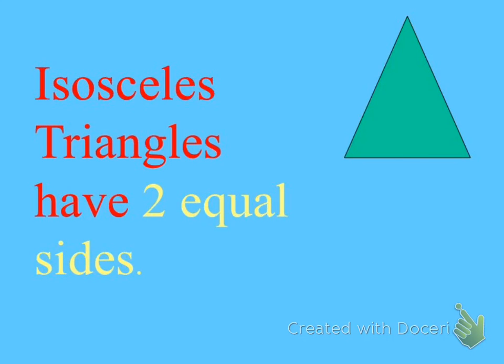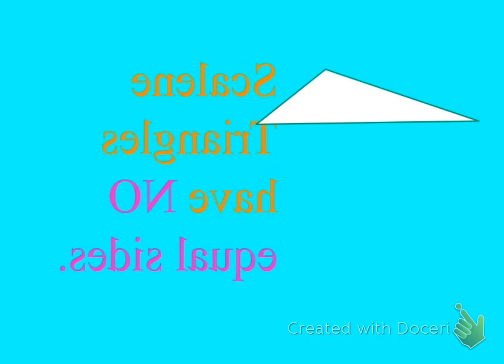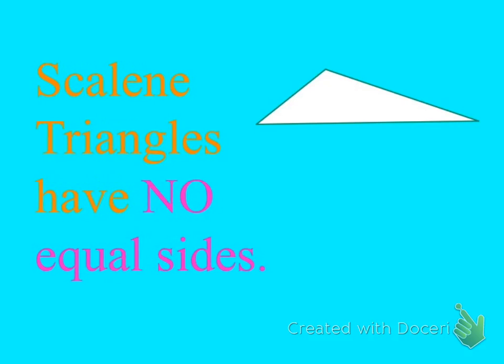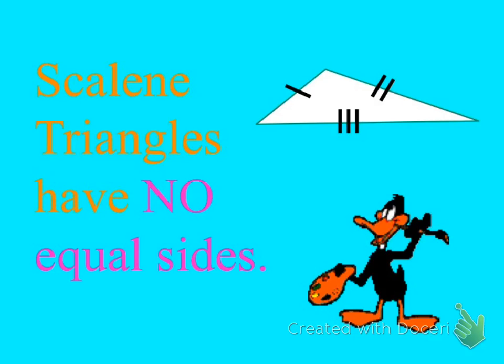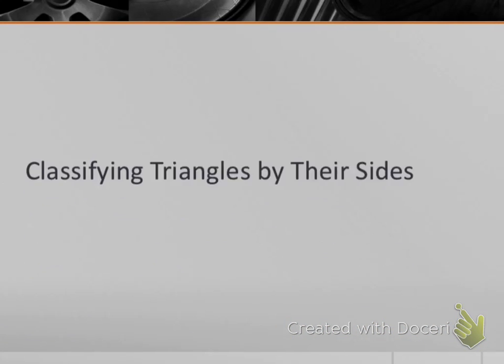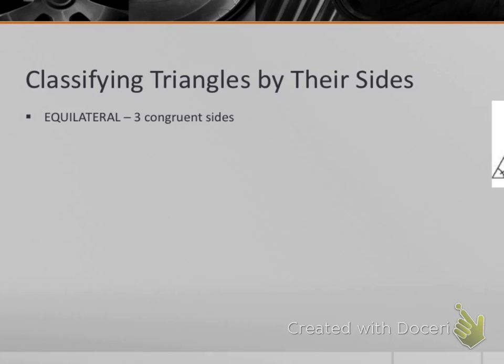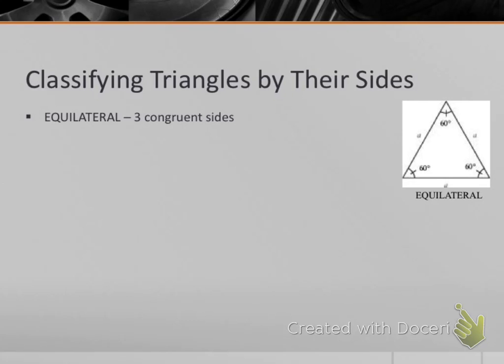Isosceles triangles have two equal sides. And we call a triangle with no equal sides scalene. So no sides are congruent to any other. So the tick marks are obviously different, 1, 2, and 3. That indicates three different measures of side lengths. So this next slide would probably have been all that was sufficient, because it summarizes everything that we talked about.